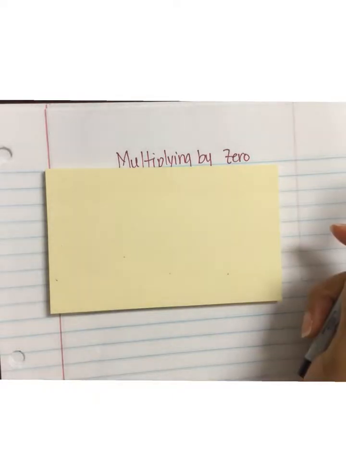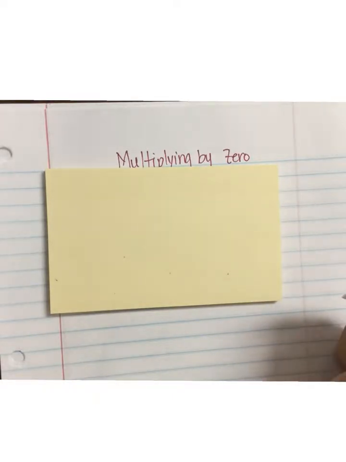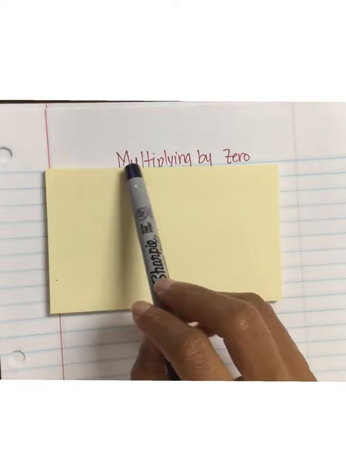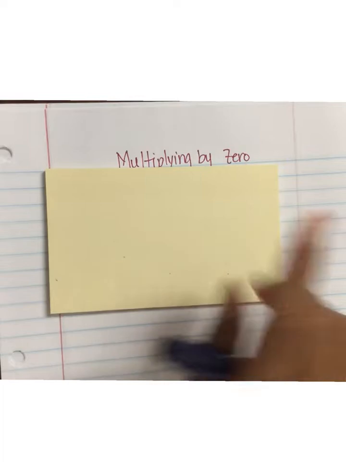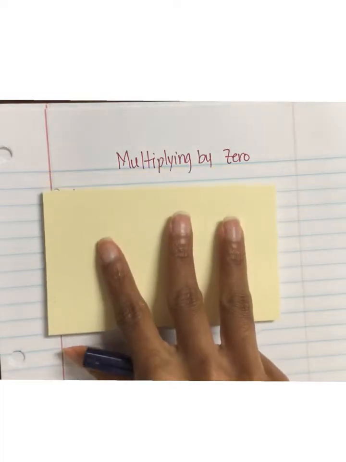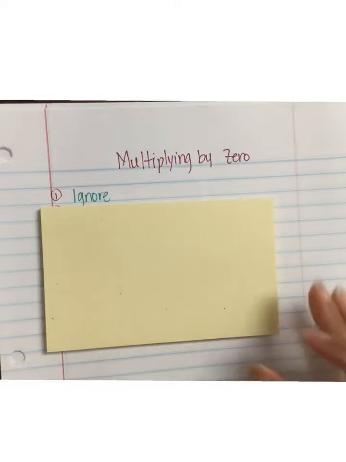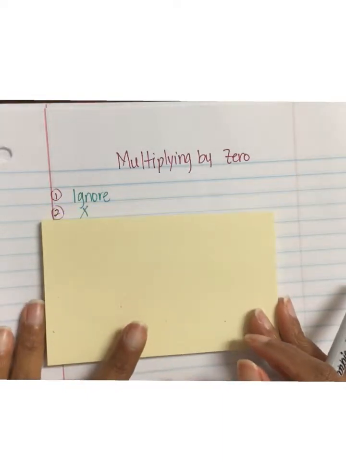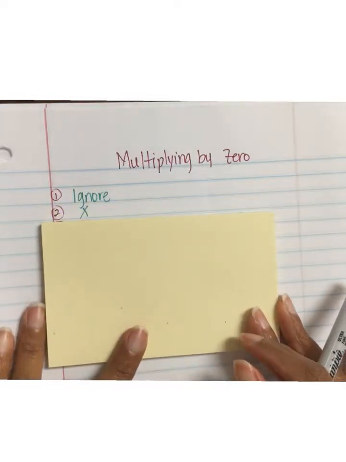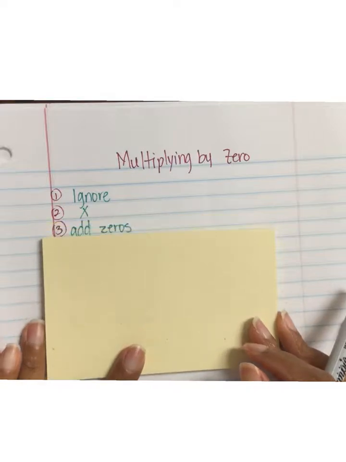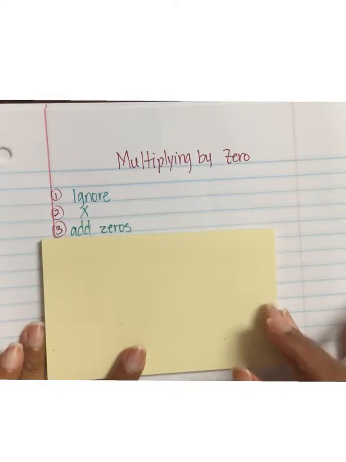Hello everyone, I'm going to show you how to use the Big 7 method to divide larger numbers. But before we begin, I want to review how to multiply by 0. The first thing I like to do is ignore the zeros completely. Then I'm going to multiply the rest of the numbers. And finally, I'm going to add the zeros at the very end.